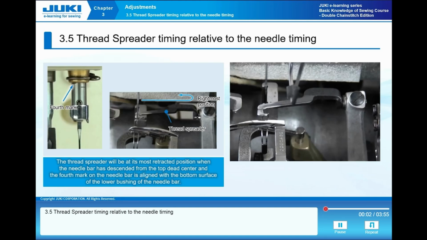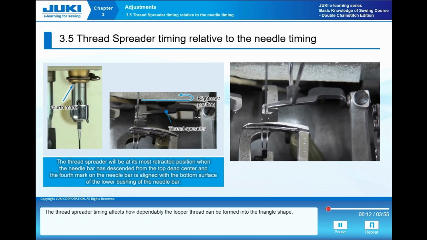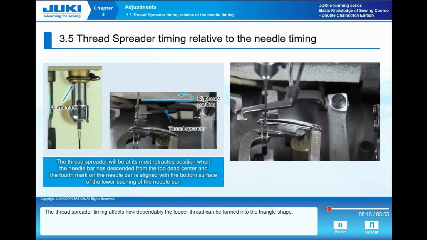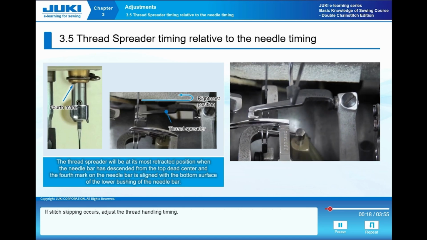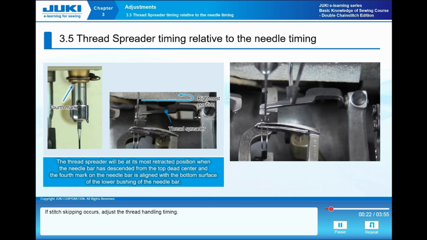3-5. Thread spreader timing relative to the needle timing. The thread spreader timing affects how dependably the looper thread can be formed into the triangle shape. If stitch skipping occurs, adjust the thread handling timing.